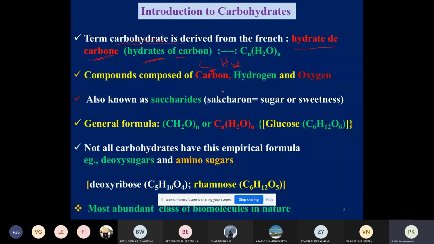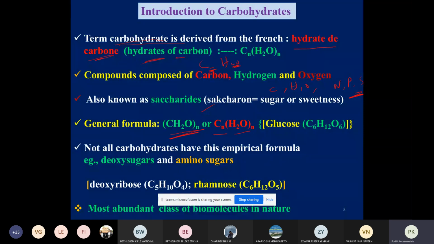They are composed of carbon, hydrogen, and oxygen. And some carbohydrates have nitrogen, phosphorus, and also sulfur. These carbohydrates are also known as saccharides because of their sweet taste. And they have the general formula of Cn(H2O)n.